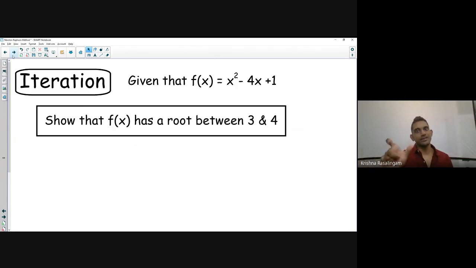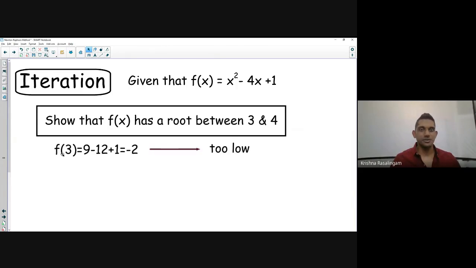So if that function has to equal 0, not enough would mean that the answer is, yeah, exactly, negative. And if we put 4 in, what would the answer be? Shh. Not all at once, hands up. You over there. Exactly, too high. So that means if we put 3 in, it's too low. We put 4 in, it's too high.